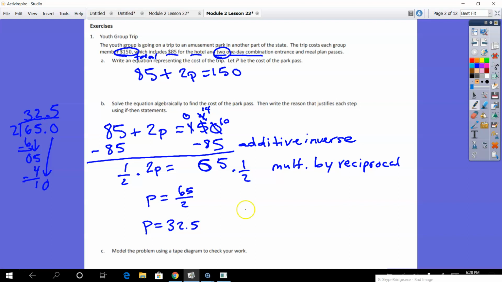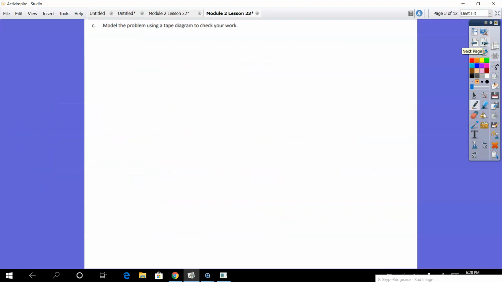So the park pass cost $32.50. Then we are asked to model it as a tape diagram. Okay, so model it as a tape diagram to kind of go back, check your work.